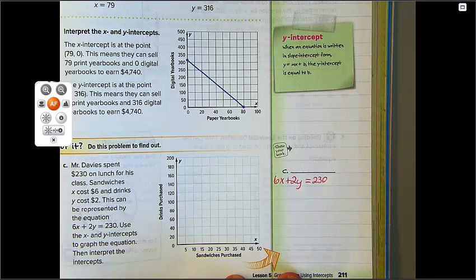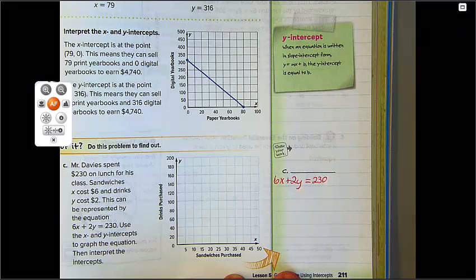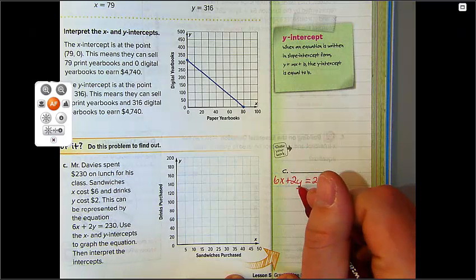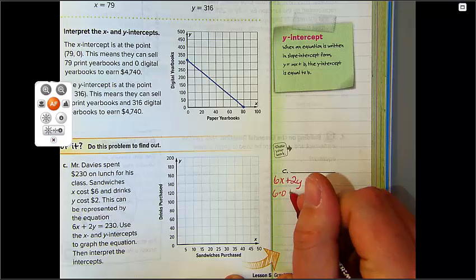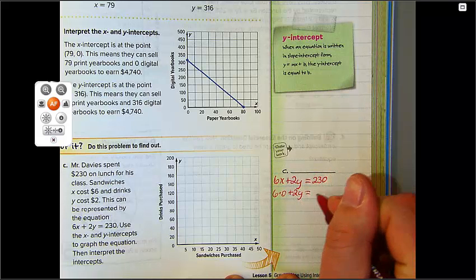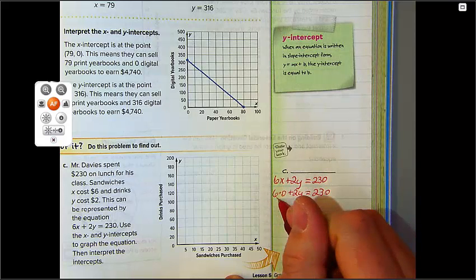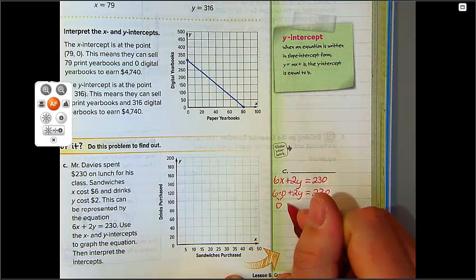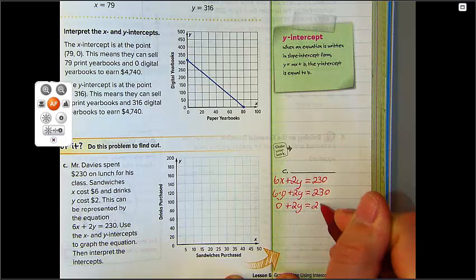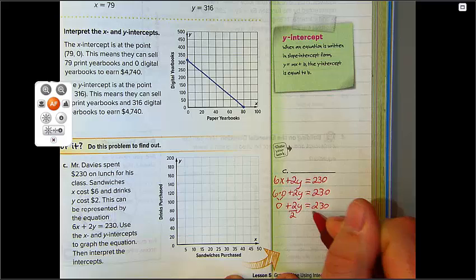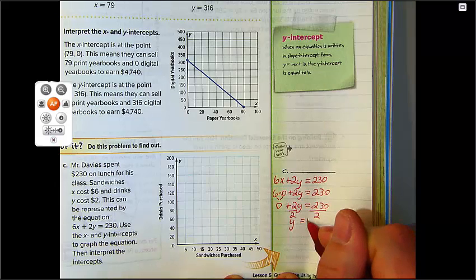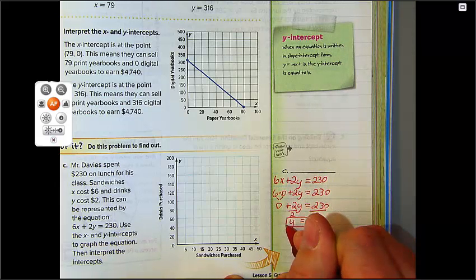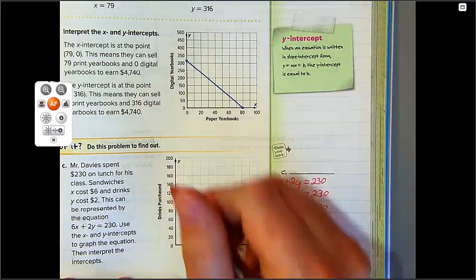Now this doesn't say, hey, he got everyone sandwiches and no drinks, or all drinks and no sandwiches, but those are the possibilities. He could spend this $230 however he wants. So I'm first going to find my y-intercept, and to do that I'm going to make x 0. So underneath I go 6 times 0 plus 2y, because I'm leaving the y, I want to find it, equals 230. Well, 6 times 0 is 0. That's nothing. So I'm basically just left with 2y equals 230. So then I divide by 2, I get y equals 115.